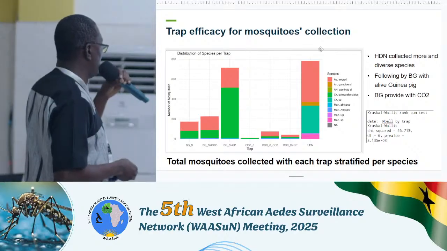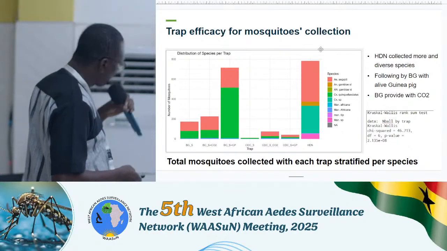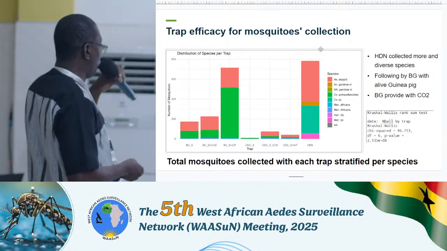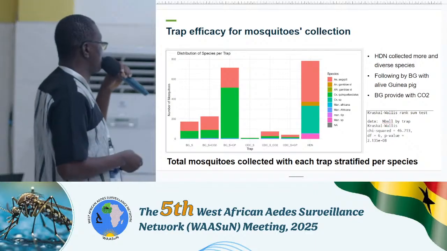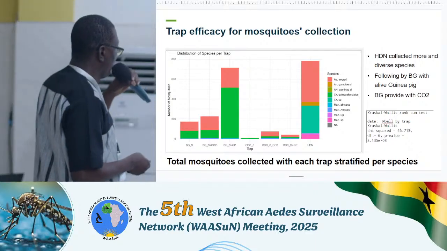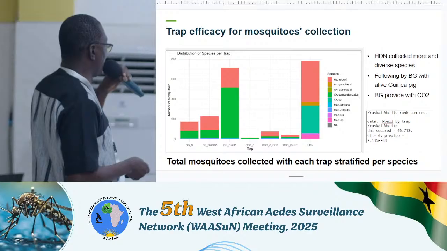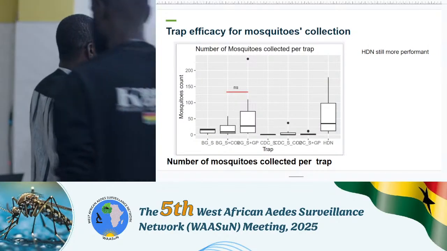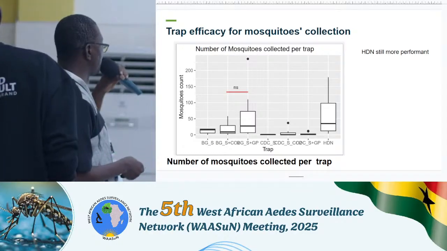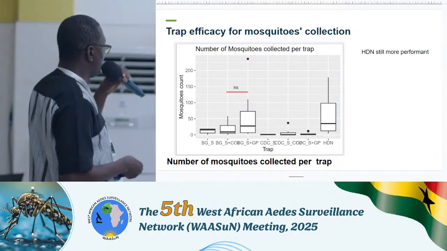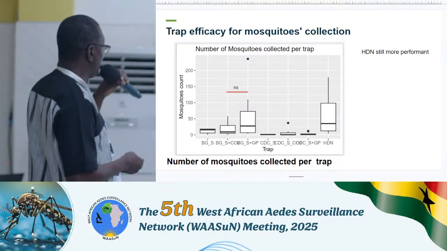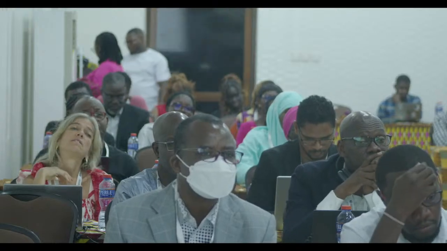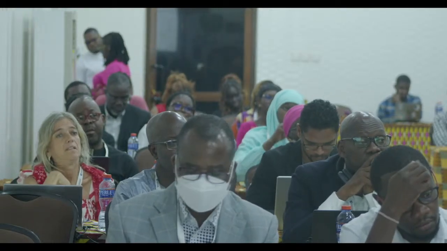BG plus CO2. This is all mosquitoes collected. If we go to Aedes species, we found that there is no really significant difference between HDN and also between BG plus CO2 or BG plus guinea pig. So we choose to go through the experimentation with BG plus CO2. Thank you very much.